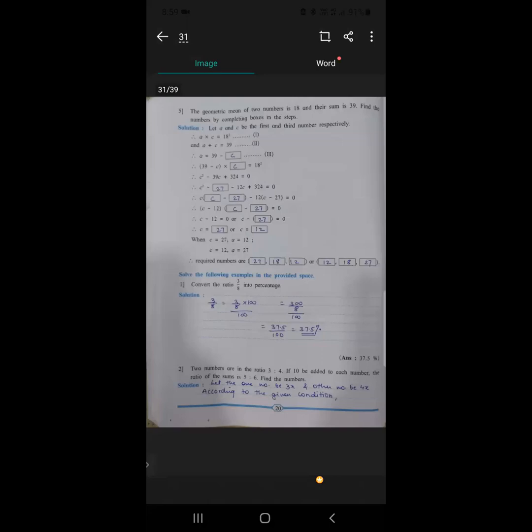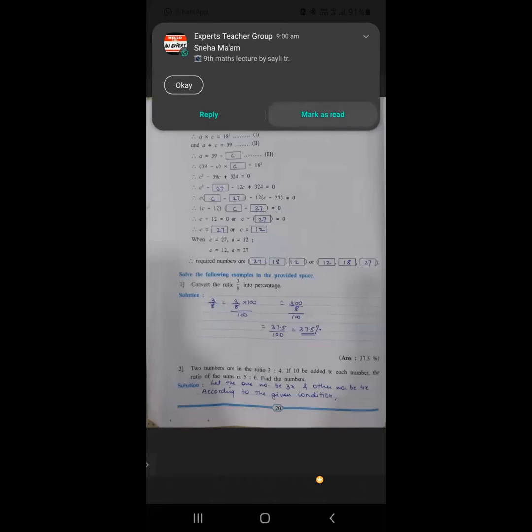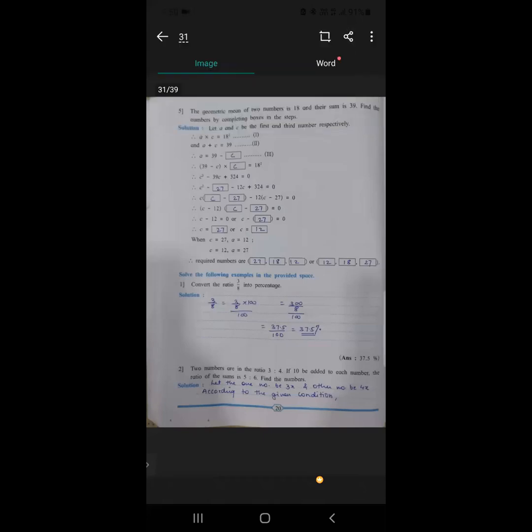As you know, we are completing our maths practical booklet, and yesterday we also did a few solved examples based on chapter number 3, that is the polynomial. Yesterday we completed up to page number 19, and we have already started with ratio and proportion, the 4th chapter.